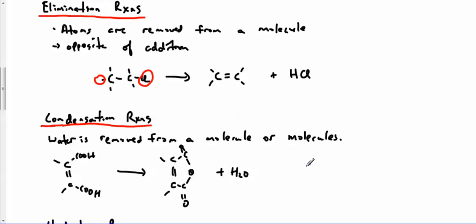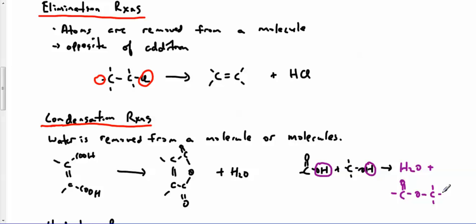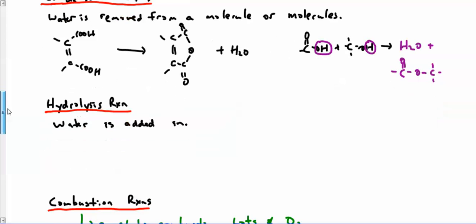So, for example, I could have methanoic acid, and I could react that with methanol, which is right there. And I could do some circling here: this guy can come off, and that guy can come off, and I can make some water. And then what's left over also has to stick together. So I get the C double bond O, and I would get this as my other product. But again, water's coming out. Anytime water's coming out, you get a condensation reaction.